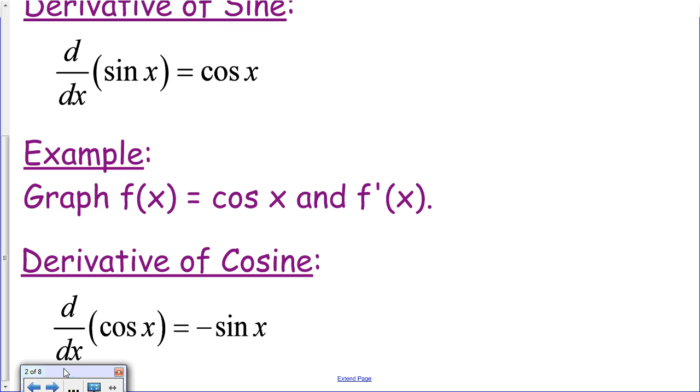So there we go. We got 2 more rules. We started out with 4. Now we're up to 6. We're adding to the power rule, sum, constant times a function, the constant function. Now we've got sine and cosine.